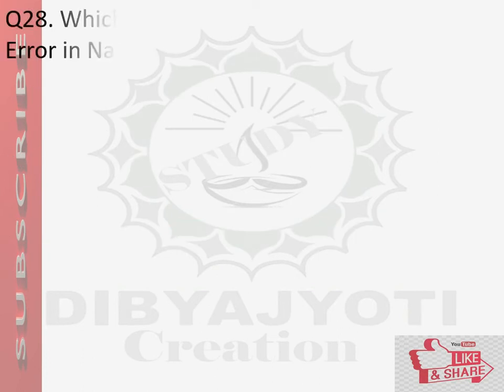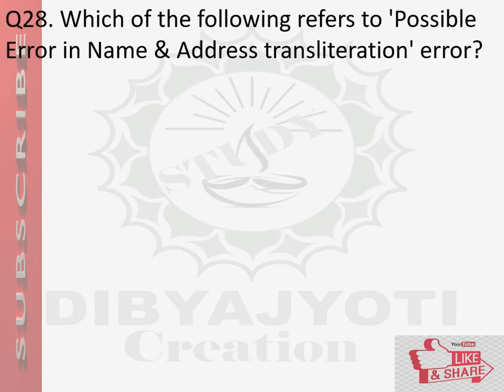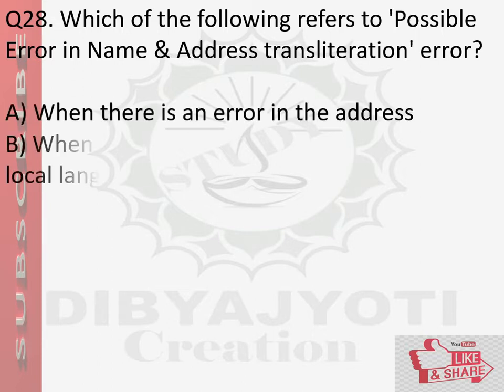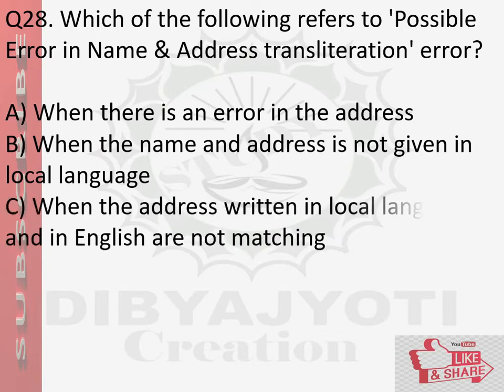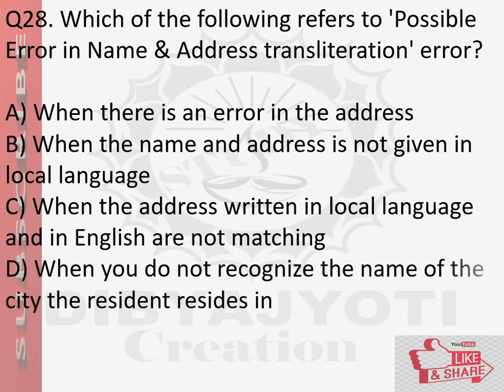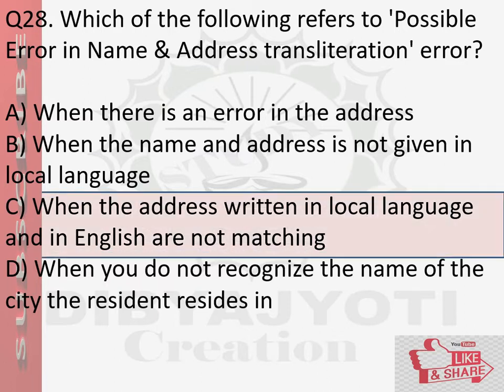Next, which of the following refers to possible error in name and address translation error? Options are: option A, when there is an error in the address; when the name and address is not given in local language; when the address written in local language and in English are not matching; when you do not recognize the name of the city the resident resides in. And answer is option C, when the address written in local language and in English are not matching.